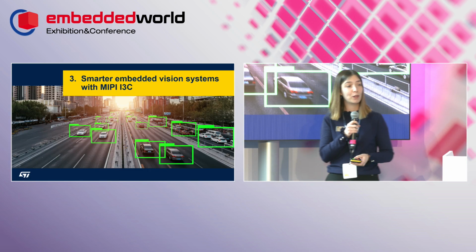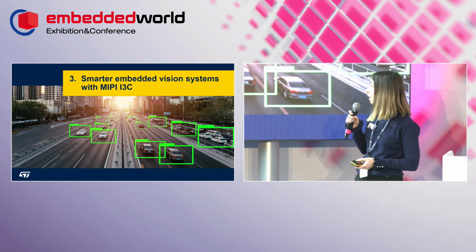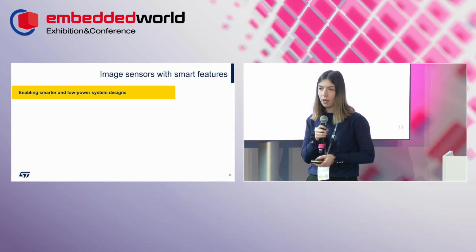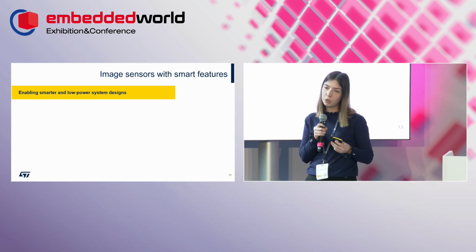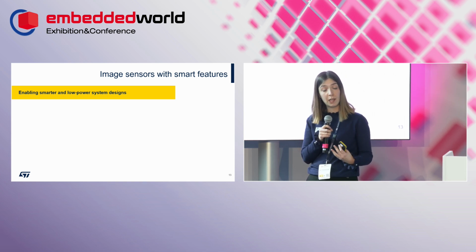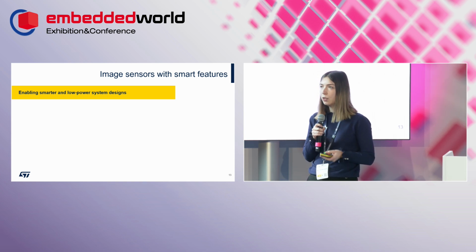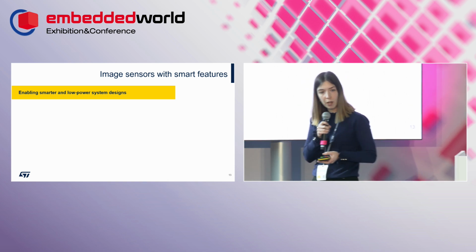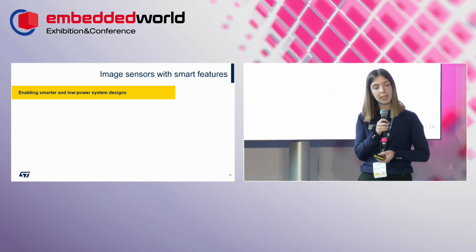Simple example, but what can we do more? And how can we enable even smarter embedded vision systems? A first answer lies in the use of the many embedded features you can now find in image sensors. The world of image sensors has made a significant leap forward with the introduction of 3D stacking technology.